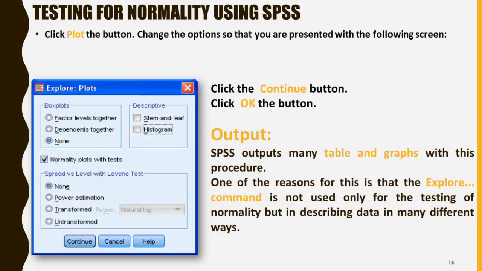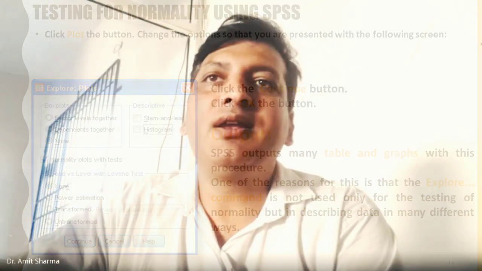Once you have clicked on Statistics, you have to click on the second option called Plots. Once you click on Plots, this is the plot window. You have to click on the option called Normality plots with tests. You have to check this. Once you check this, click Continue and OK. You are going to get different graphs and tables with this procedure. So Explore is the command which I suggest can be used for the test for normality distribution.